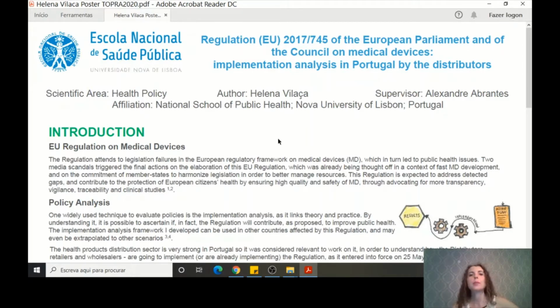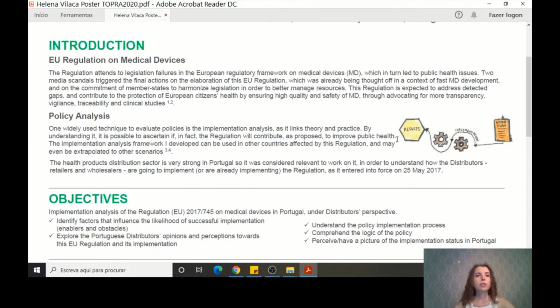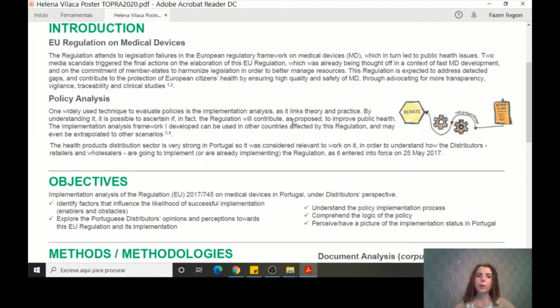I'm going to present you my poster on the European regulation on medical devices. My work was an implementation analysis in Portugal by the distributors. Distributors, in this work, refers to both retailers and wholesalers. To briefly introduce, this regulation was published in 2017 and its main goal is to assure that the medical devices that are marketed in Europe are of high quality and safety.